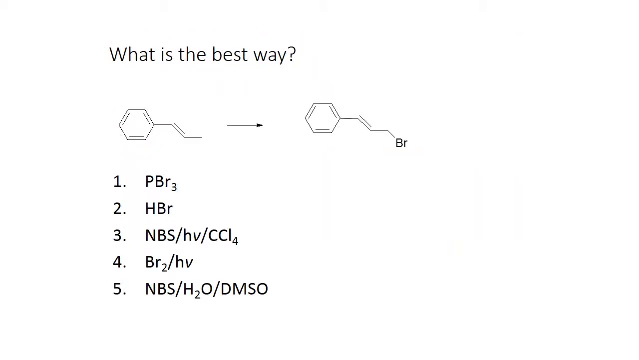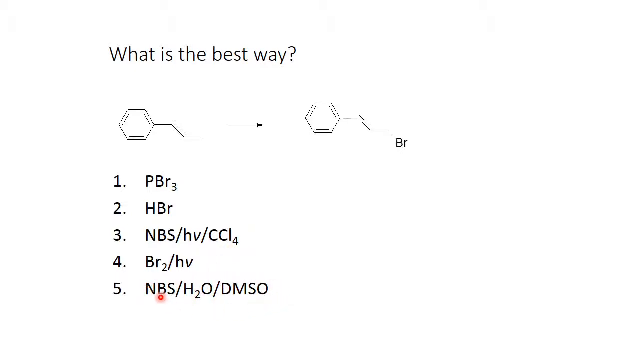What is the best way to accomplish this transformation? The best way would be one of these reagents here. So if I look, phosphorus tribromide, what do we use that for? We use that for changing an alcohol to a bromide, so this will not do it. Hydrobromic acid, we use that for adding bromine across a double bond, and that would not give us bromine in the allylic position. All of these compounds are going to generate free radical bromination.